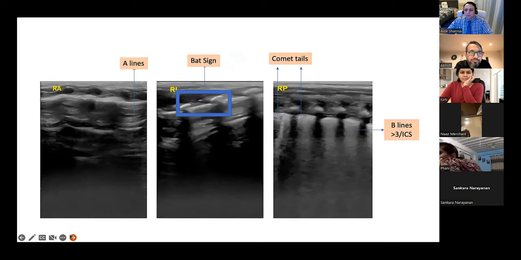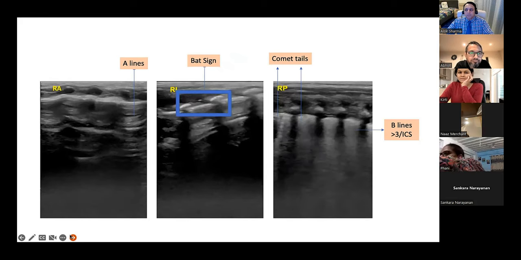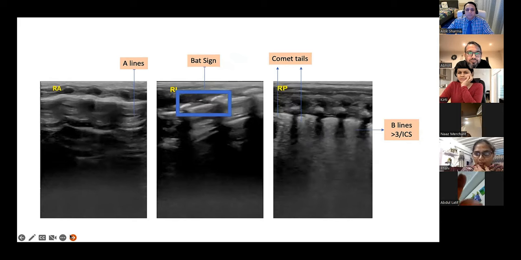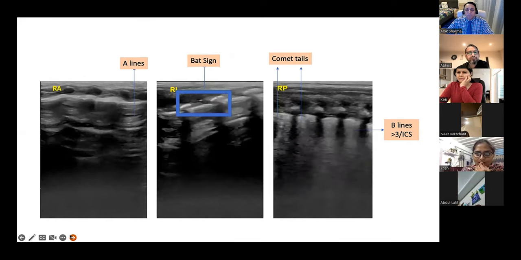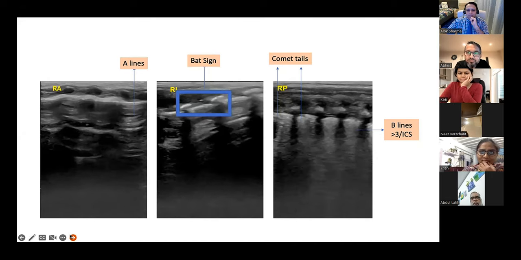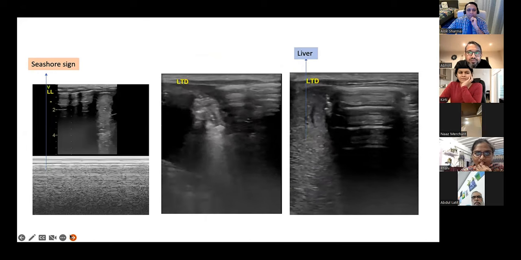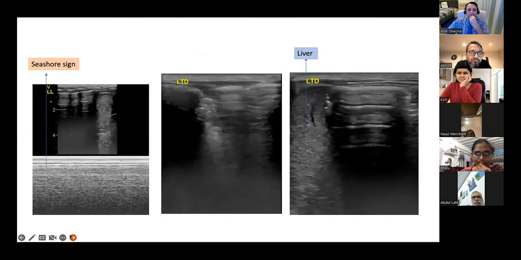Then in the right anterior, I suppose those are the A lines. That's the bat wing sign that I've tried to show in the right lateral and the right posterior. I think that next to the B lines, those small ones are the comet tails, which I might be wrong about, but I thought the tinier ones, which are not going all the way deeper down. Then I tried to take the seashore sign. Is that clear? It didn't seem like a real seashore that you see in the textbooks.